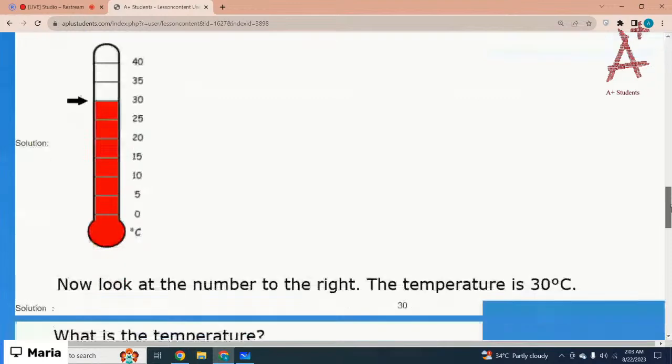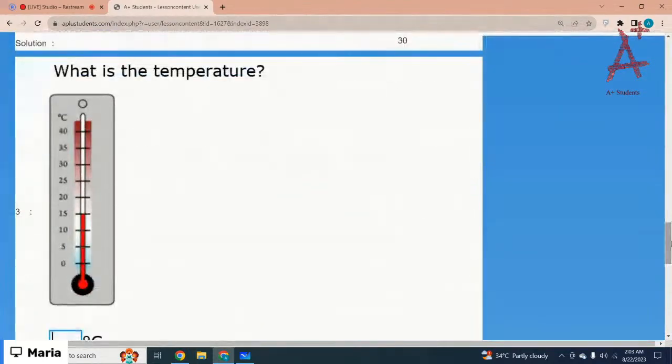Okay, let's move on to the next example. What is the temperature? How do you read a temperature from the thermometer? You have to look for a line where the color changes from red to white. You can see from here to here the color is red, and then it changes to white. So you just have to match the line where the color is changing to the temperature. So that means here you have 15 degrees.